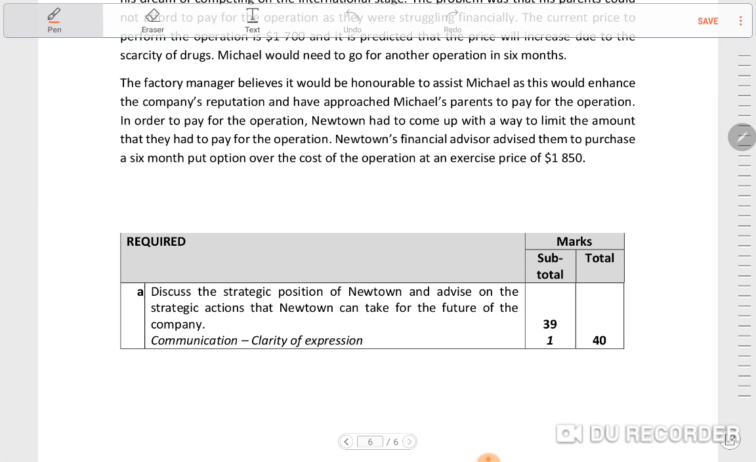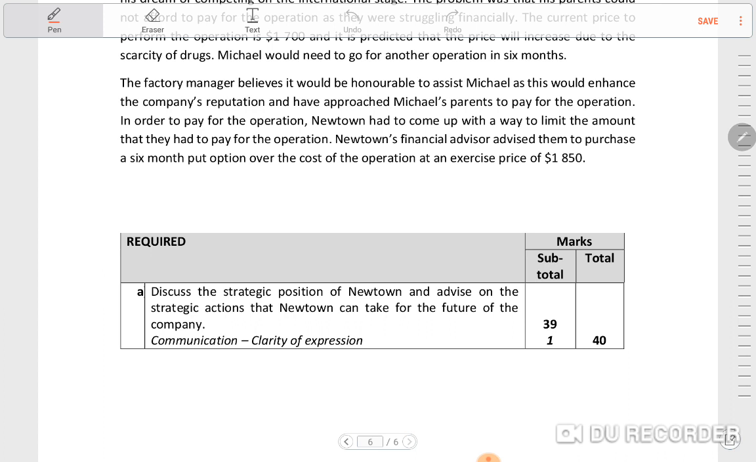So Test 1 for most of you was the first time you are writing a CTA examination, and I believe most of you were not really clear on what to expect. Now that we've done this paper, let's discuss what our expectations were in you answering Test 1.